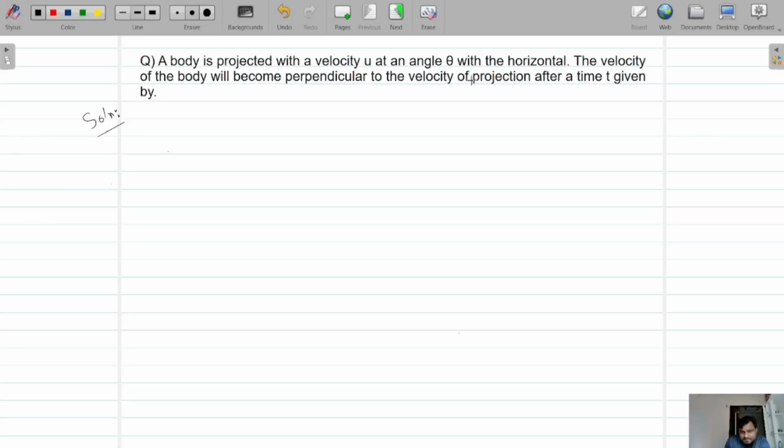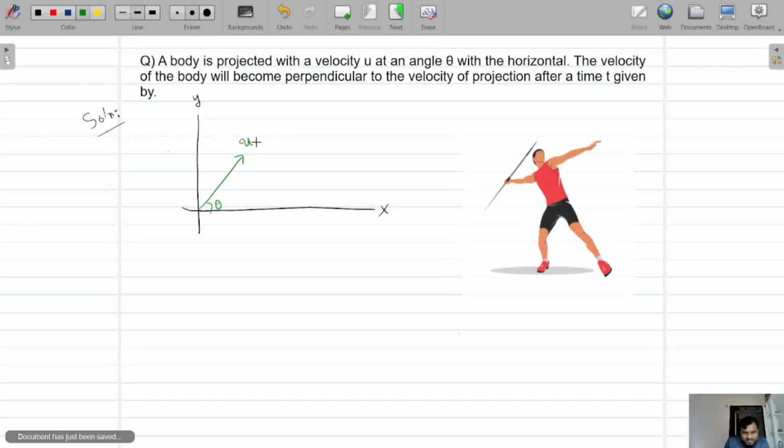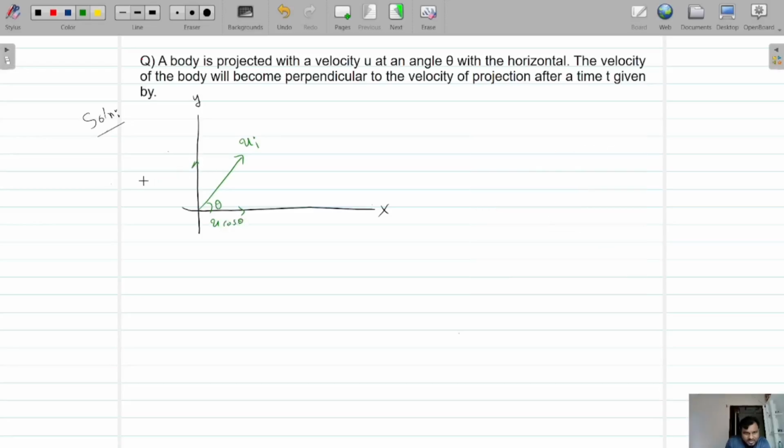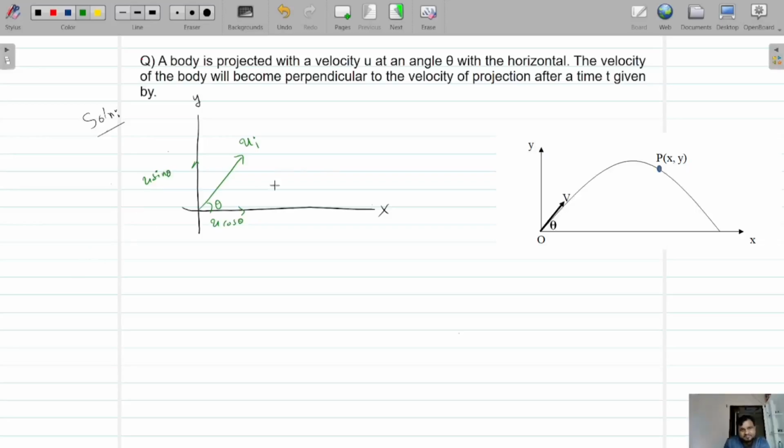If you observe, this is the projectile motion concept. Let us draw a Cartesian coordinate system, x-axis, y-axis. Imagine a projectile is projected making an angle theta with the horizontal. U suffix i is the initial velocity vector of the projectile. If I resolve u into two components, along the x-axis u cos theta will come, along the y-axis u sin theta.